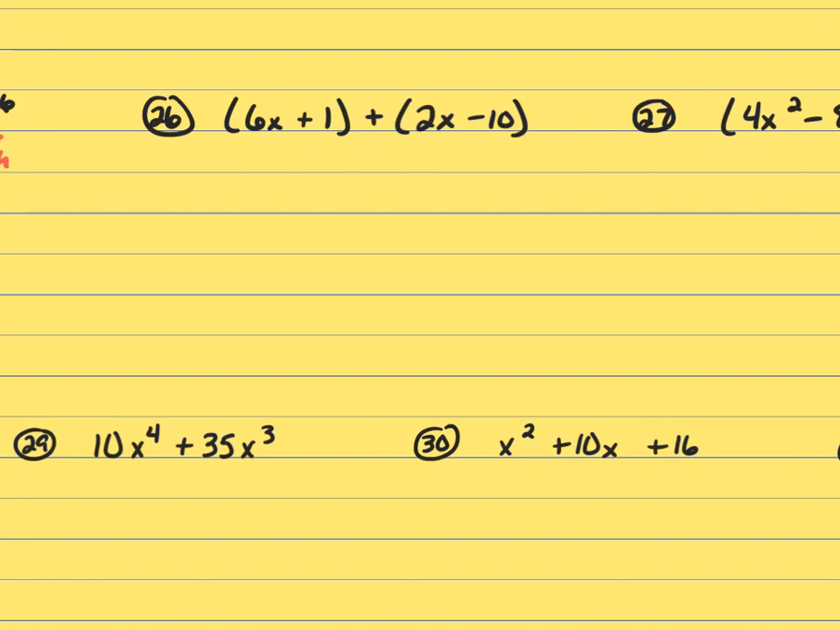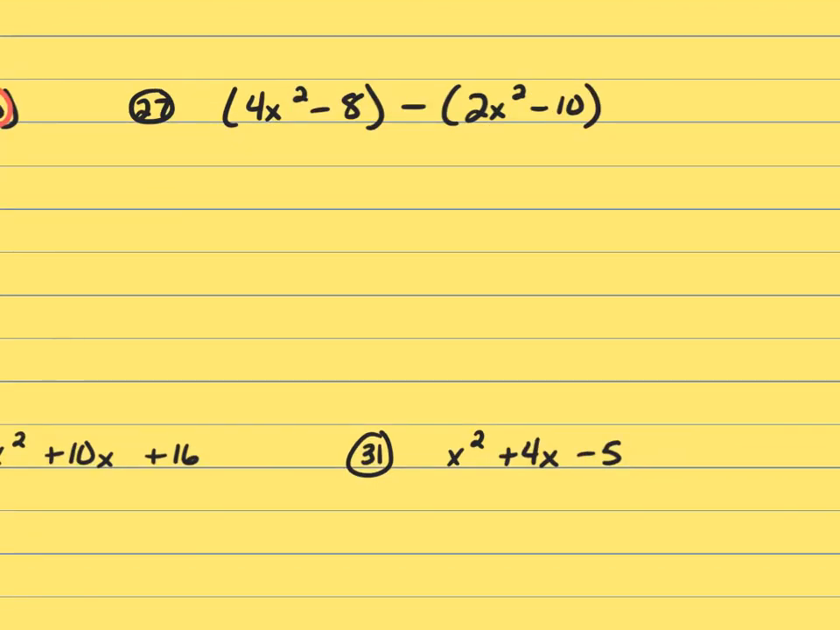Number 26, we are adding two binomials. Now, this is like terms. All we're doing is combining like terms. So I'm going to start right here with 6x plus 2x, and that gives me 8x. Then I'm going to do positive 1 plus negative 10, and that gives me negative 9.